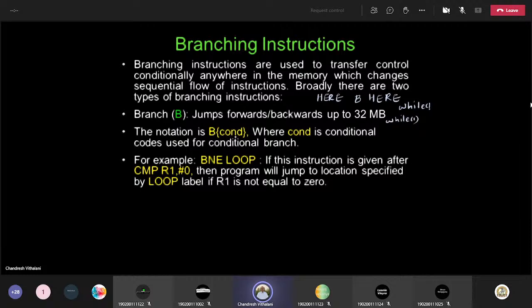In that, after B, you have to specify the condition. For example, BNE, branch if not equal. You can also write BEQ, branch if equal, and then the name of the loop, or whatever label you want to give. So it is a conditional branching. Suppose BNE loop is given after CMP R1, 0, then the program will jump to the location specified by the loop label if R1 is not equal to 0. And if you use BEQ, then the program will jump if R1 is equal to 0. So you can specify the condition after branch, as well as use unconditional branching.